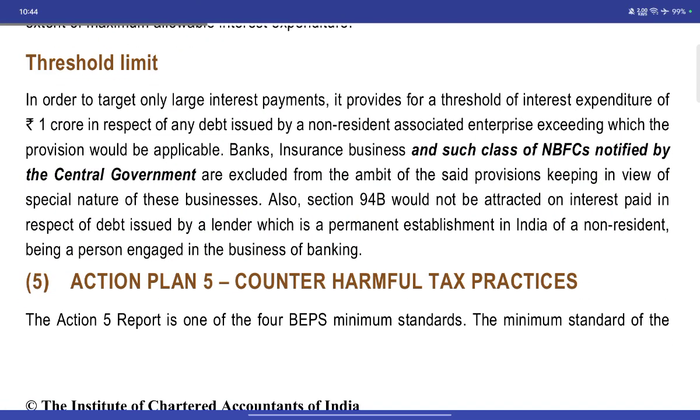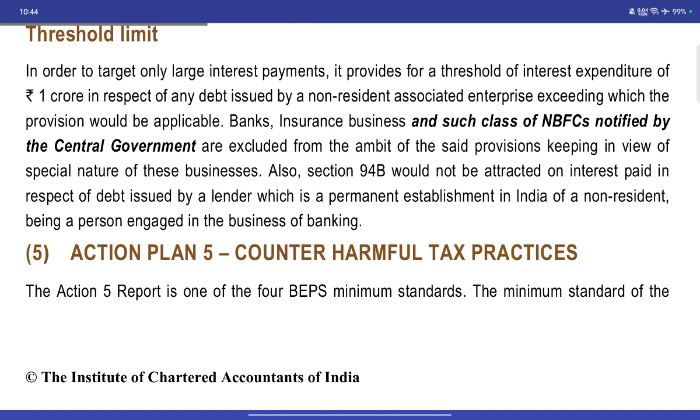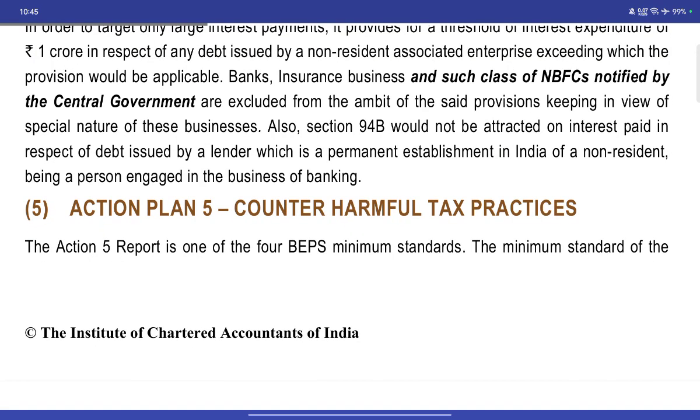Threshold level in order to target any large interest payments. It provides for a threshold of interest expenditure of 1 crore rupees in respect of any debt issued by a non-resident associated enterprise, exceeding which the provision would be applicable. Banking and insurance business, such as a class of NBFCs notified by the central government, is excluded from the said provision, keeping in view the specific nature of this business.